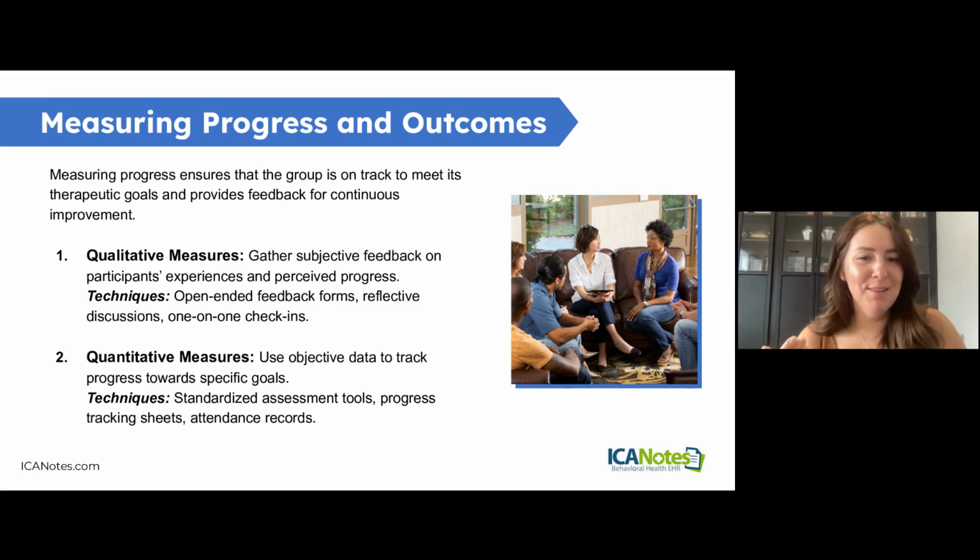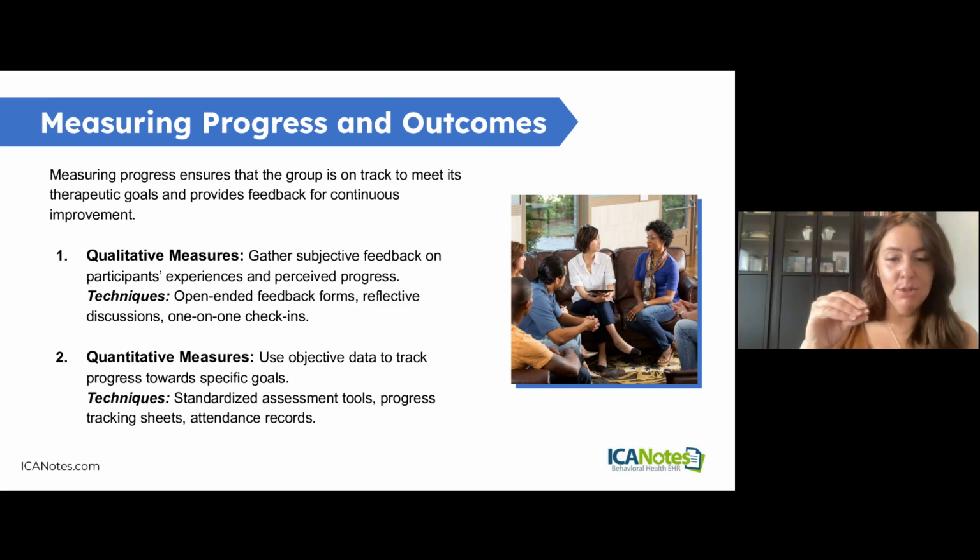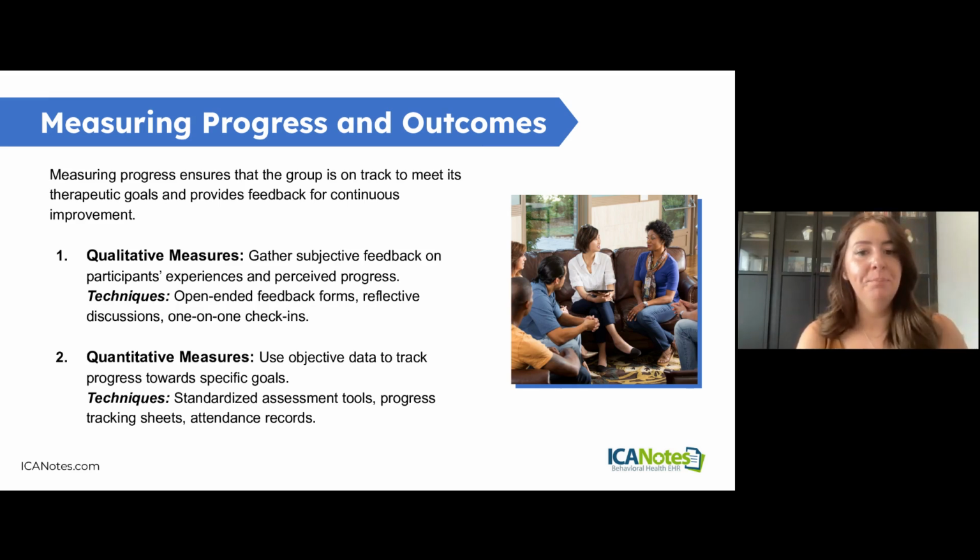So the second part is quantitative, which is just numbers, data. Do we have a standardized assessment tool for how are you feeling at the beginning of group, middle of group, end of group, so that we can measure how this went for each individual person.